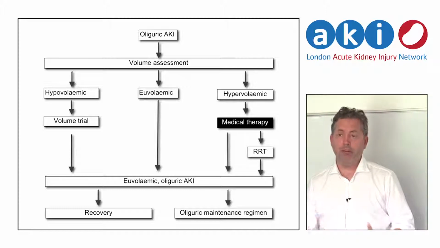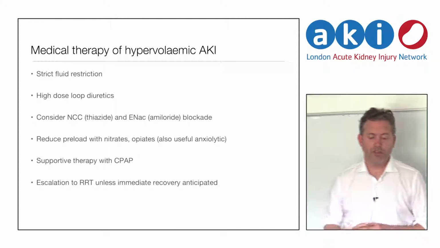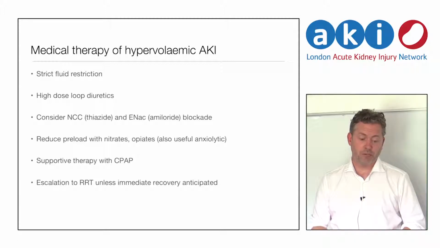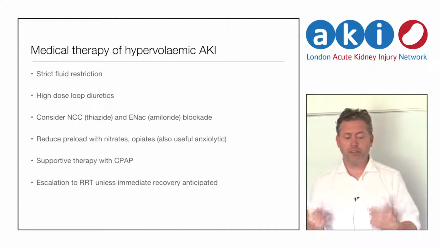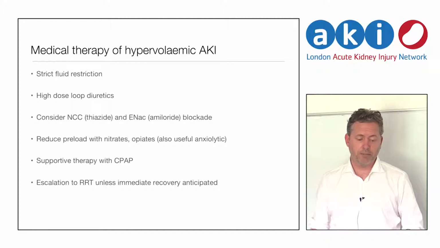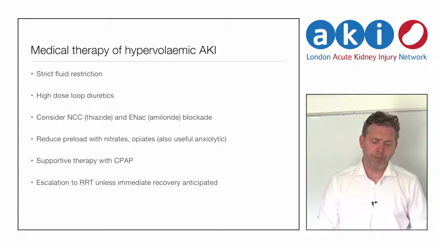What about medical therapy in hypervolemic AKI? Well, this is along conventional lines. We'd recommend strict fluid restriction, higher dose loop diuretics. The dose response curve has been moved to the right, so we'd recommend starting with 80 milligrams IV bolus furosemide. One can use 10 milligrams per hour as a continuous infusion.